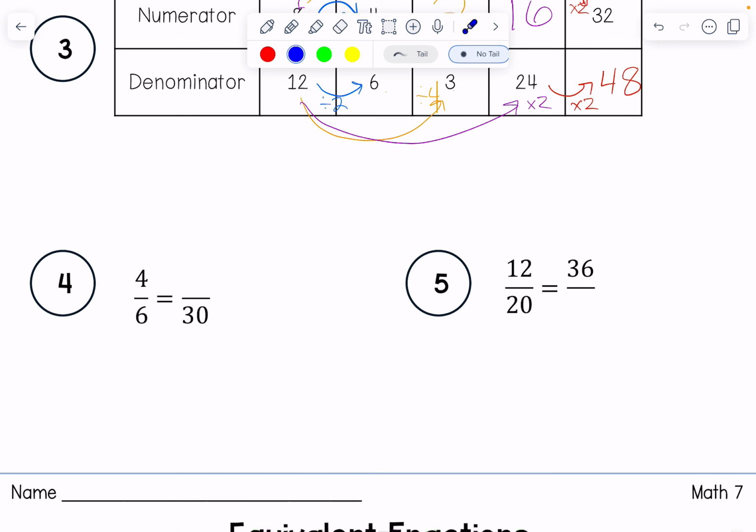On number 4, this is similar. We still have equivalent fractions, it's just they're not in the table form anymore. So we're still going to look for some sort of relationship as far as if we scaled up or scaled down and what that factor is. So here, to go from 6 to 30, I'm scaling that fraction up by a factor of 5. That means I take 6 times 5 to get 30. So we're going to do the same thing on the numerator.